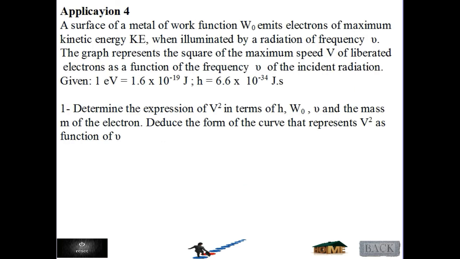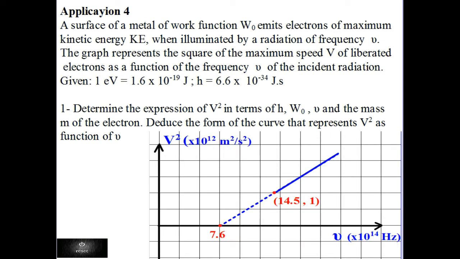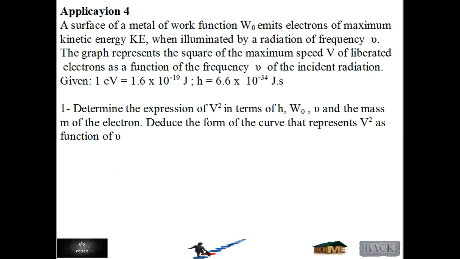The third application, application 4. A surface of a metal of work function W0 emits electrons of maximum kinetic energy Ke when illuminated by a radiation of frequency nu. The graph represents the square of the maximum speed v of liberated electrons as a function of the frequency nu of the incident radiation. Given 1 electron volt equals 1.6 times 10 to the power minus 19 joules, Planck's constant 6.6 times 10 to the power minus 34 joules times second.